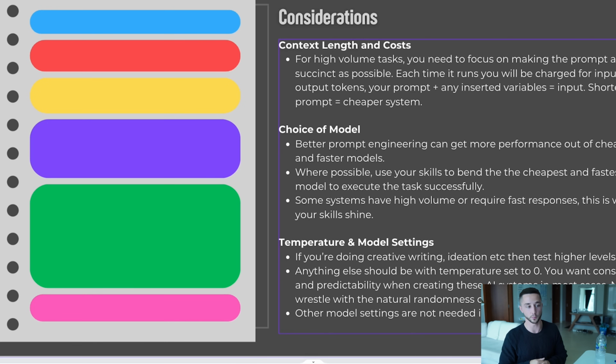So 0 is what I typically use for basically anything apart from creative writing kind of script writing prompts. The other model settings like frequency penalty and top P are not needed in my experience. Just play around with the temperature. That's what we need to worry about.